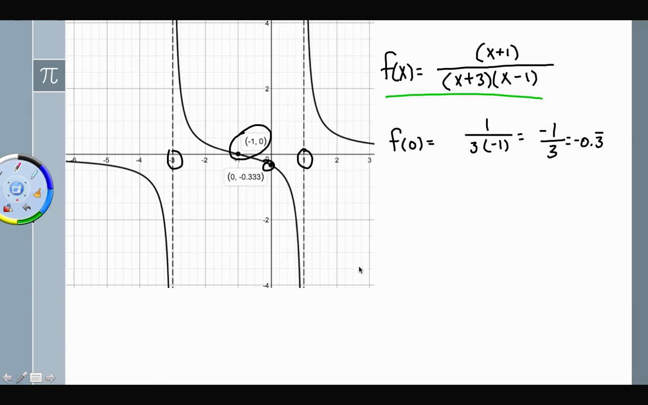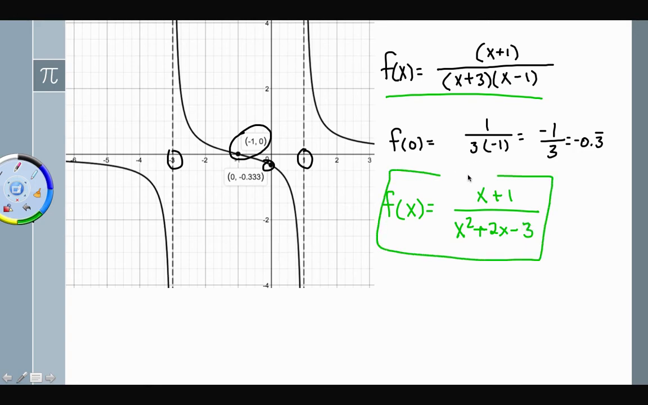There's no multiplication needed, but if we finish this by foiling and simplifying, or multiplying those two binomials, the numerator is x plus 1. If I get x times x, that's x squared. And through the process of foiling, we get a minus 1x and a plus 3x, which is a plus 2x. And 3 times -1 is -3. And we have a final answer for this rational function.